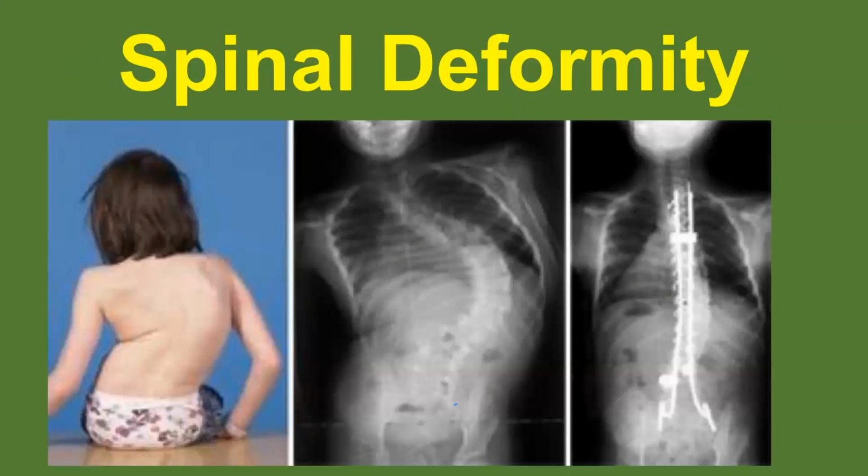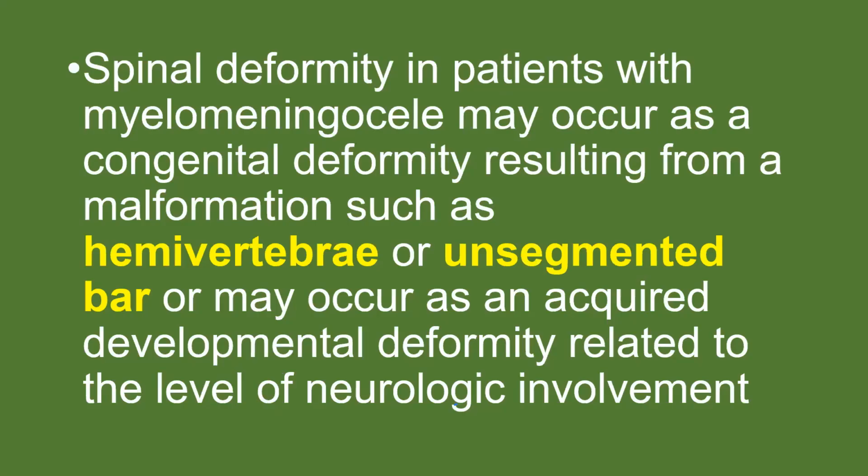This is the spinal deformity that we have, which is quite similar to that of cerebral palsy. They have severe deformities and require long fusions. Spinal deformity in patients with myelomeningocele may occur as a congenital deformity, resulting from malformation such as hemivertebrae, unsegmented bars. These occur as part of the congenital deformity.